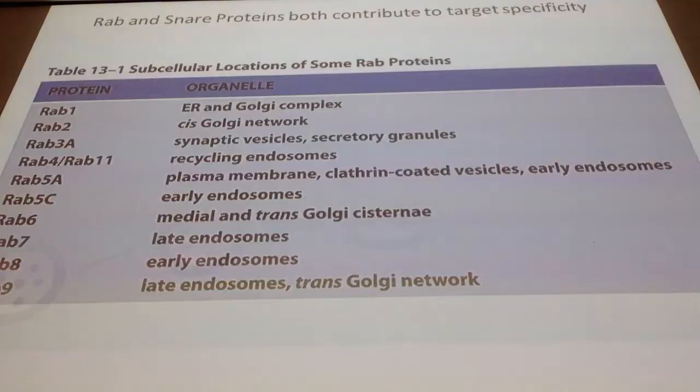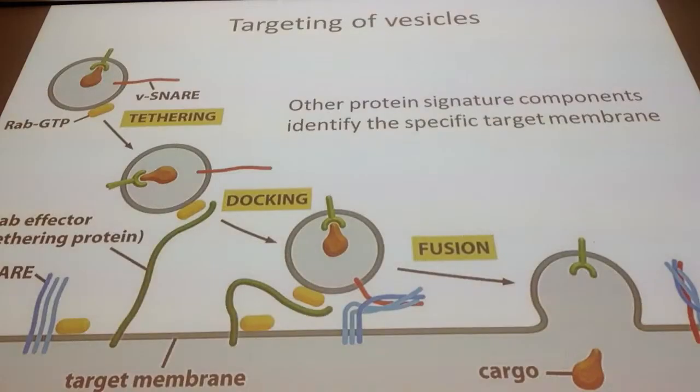Let's talk about targeting. This is a good point where I talk about it now, and then I'll repeat it later on because it's a little bit more complex. So targeting. How does a cell know that this vesicle needs to target to its target compartment? Even though we know about lipid signature and protein signature, what are those lipid signatures? What are those protein signatures?